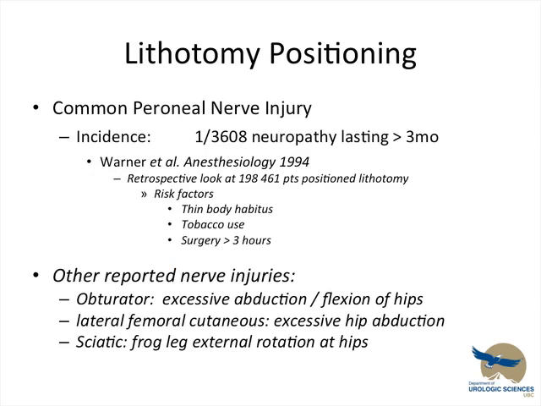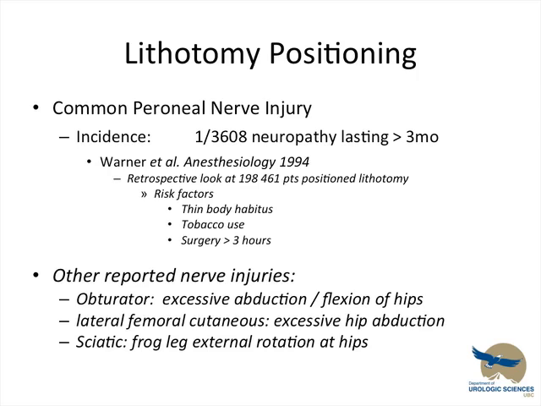The one retrospective review out of the Mayo Clinic showed this was a real phenomenon, that about 1 in 3,600 patients get a lasting common peroneal nerve neuropraxia that lasts greater than 3 months. They found risk factors of thin body size, tobacco use, and surgery.